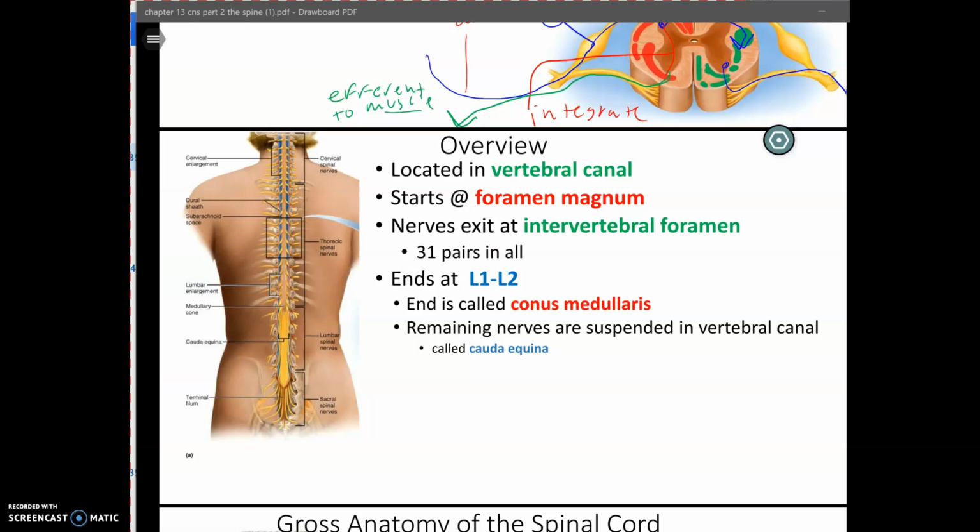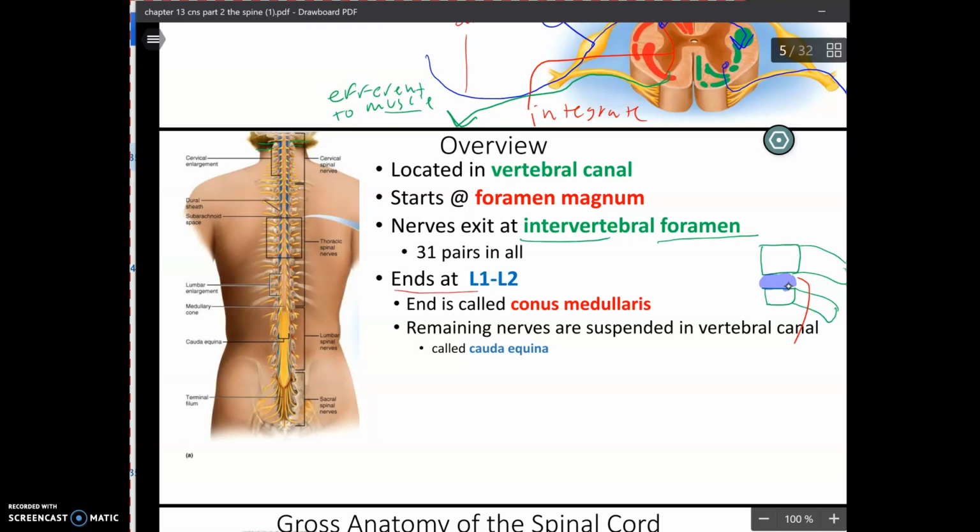So the spinal cord is located in the vertebral canal. So here it is in the vertebral canal. And it starts at the foramen magnum. It blends in with the medulla oblongata. And you have nerves exiting at regular intervals. So you have one nerve exiting there, another one there, all the way down to the bottom of the spine. And they're exiting through the intervertebral foramen. So we have two vertebrae here. We have the disc right here. And the nerves are going to exit between the two vertebrae. So that's the intervertebral foramen.